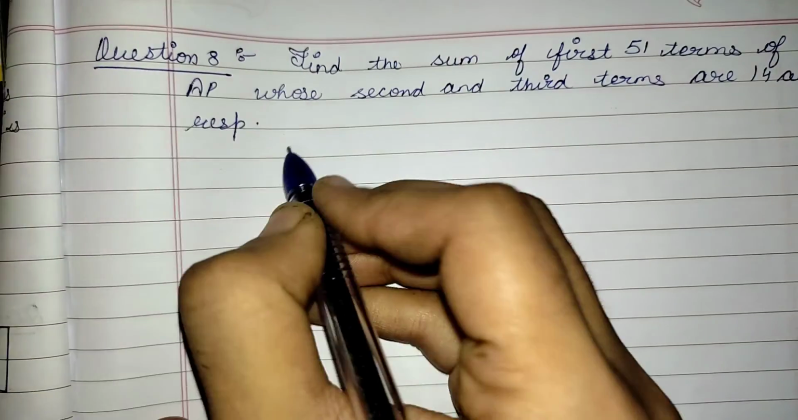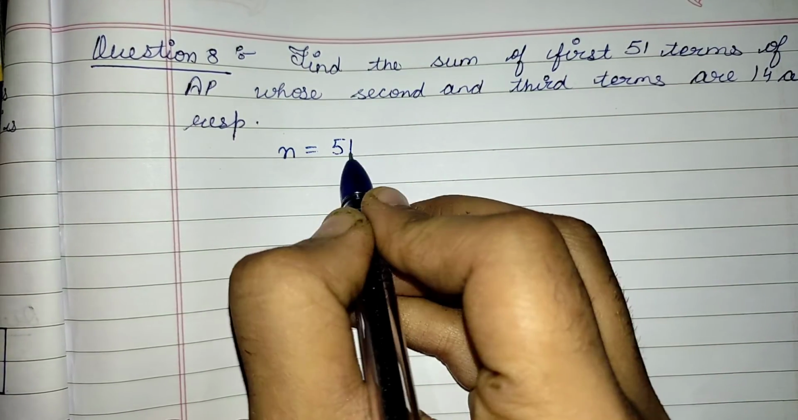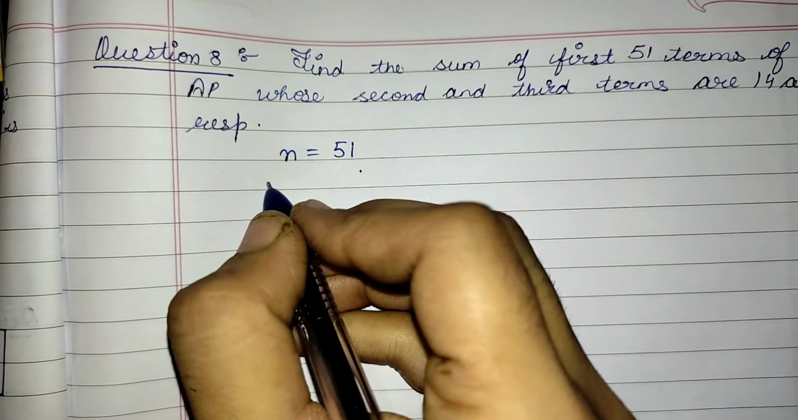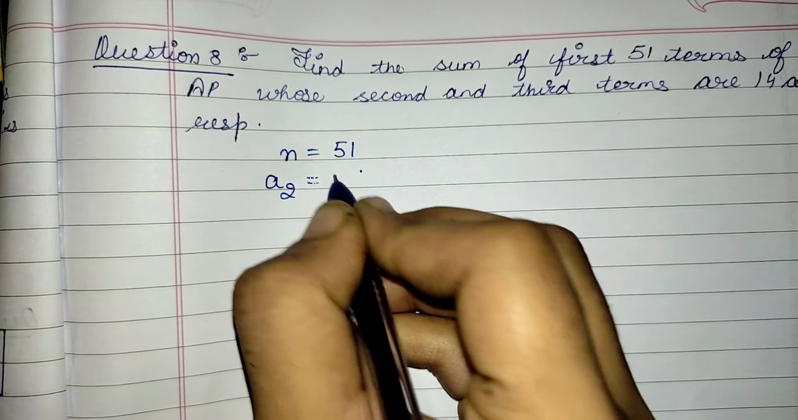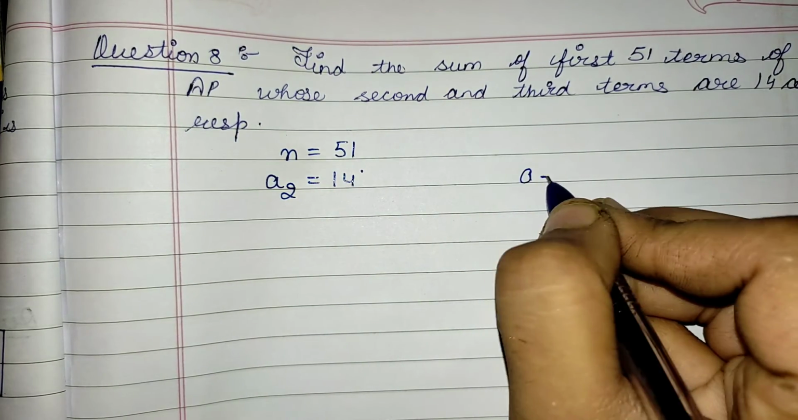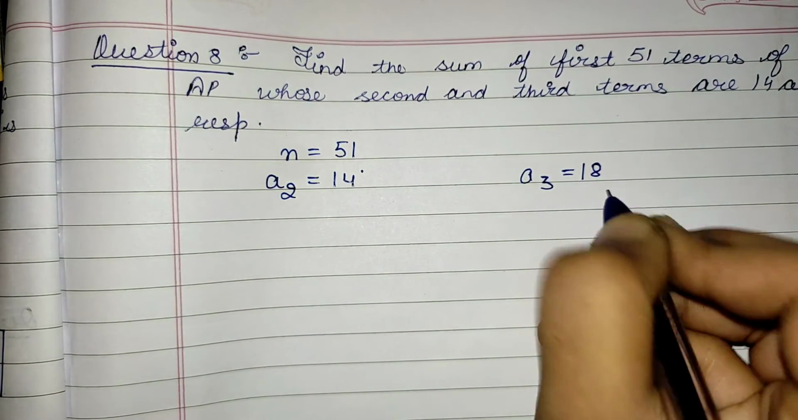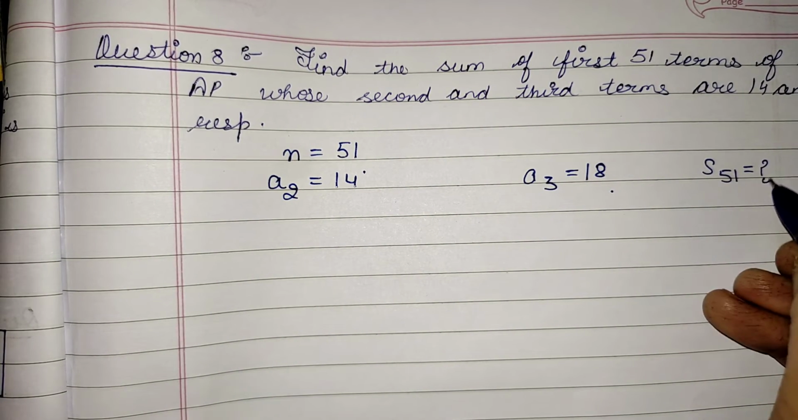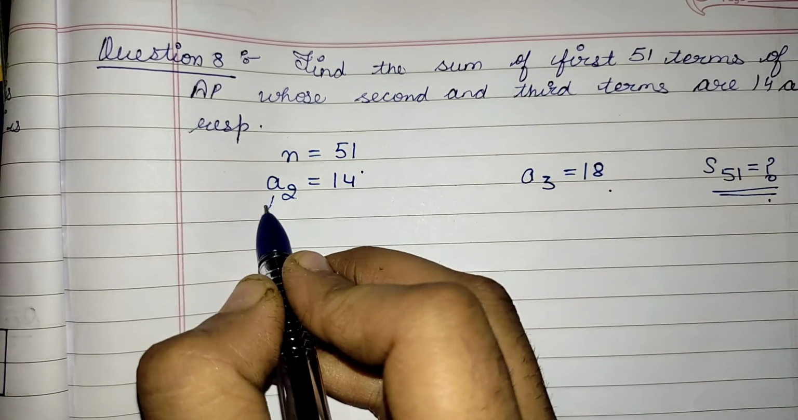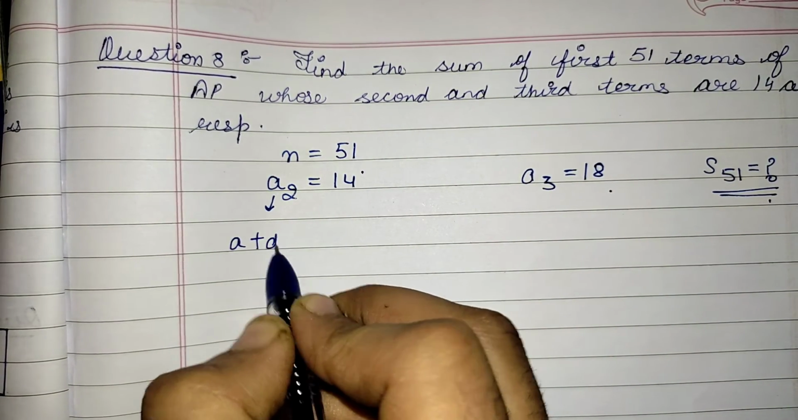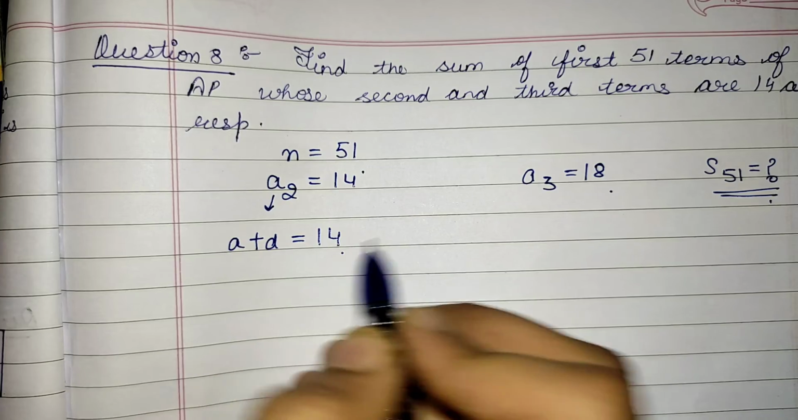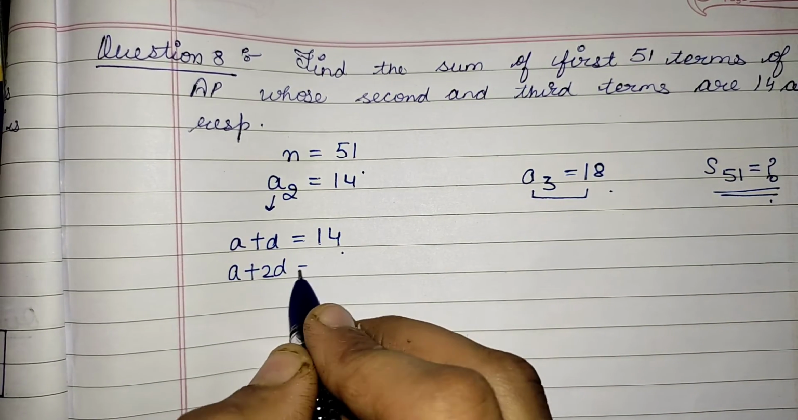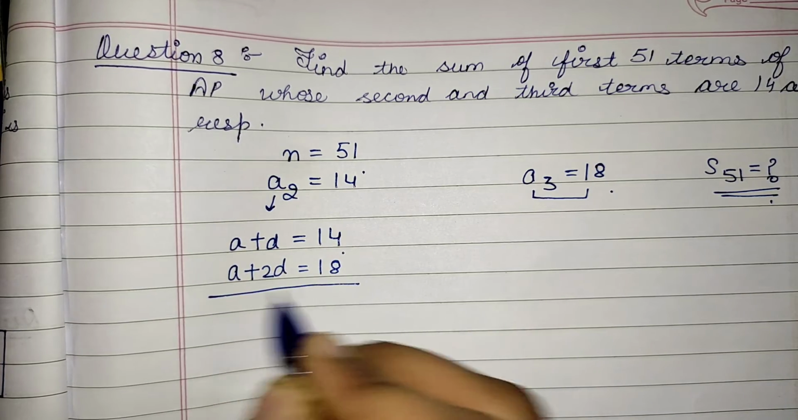Okay. Moving to question number 8, which says find the sum of first 51 terms of an AP. Means n is given to us equal to 51, whose second and third terms are 14 and 18 respectively. Second term is 14 and the third term is my 18. I have to find out the value of S51. So A2 will be equal to A plus D is equal to 14, and A3 is my A plus 2D is equal to 18.